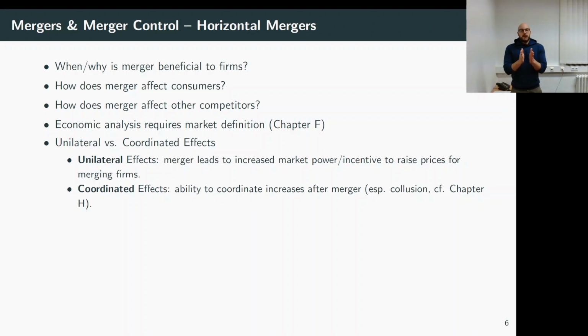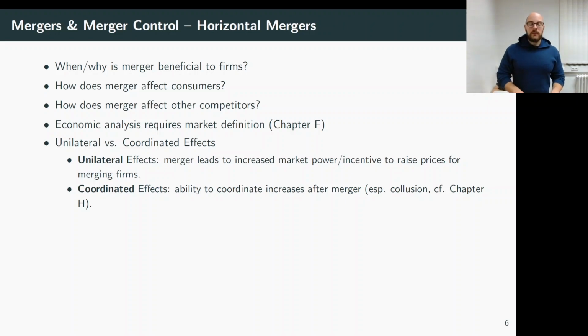Okay, so from an economic perspective, we ask ourselves a few questions. The first one is, when or why is a merger beneficial to firms? So why do firms merge, right? That's the first thing we are interested in, one crucial question. Then, how does the merger affect consumers, right? So we have talked about whether the merger is beneficial to competition or detrimental to competition. And that, of course, involves the consumer's perspective. And it's also important to examine how the merger affects other competitors in the market. Again, we want to maintain an effective competition in the market.